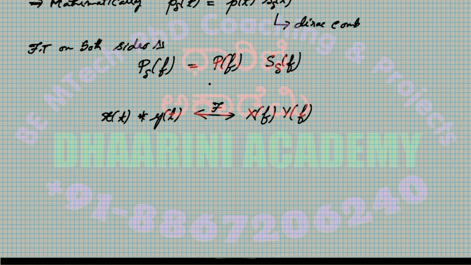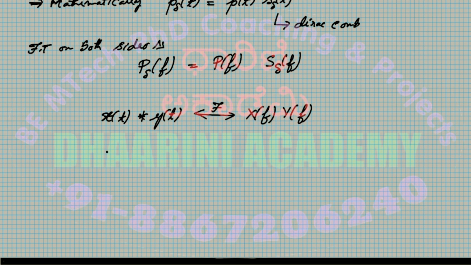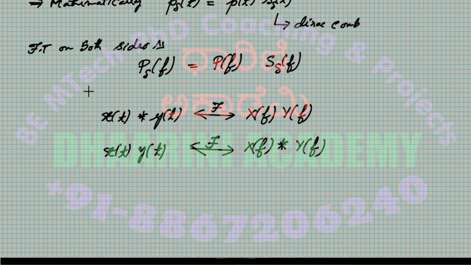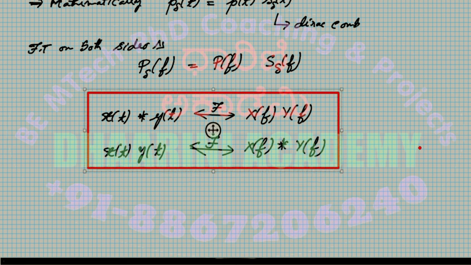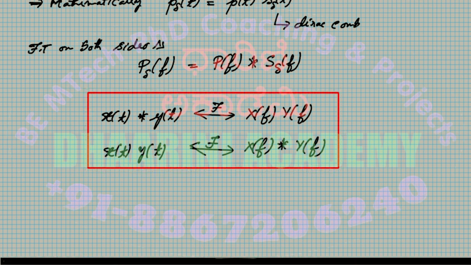At the same time, you see now I am taking a product in the time domain. Look at the time domain equation, it is a product. So that means if you have x of t into y of t, on the other side, that is the frequency side, it will be the convolution, that is X of f convolution Y of f. So this property itself is called the convolution property of the Fourier representation. So wherever you use Fourier, you have to apply this.